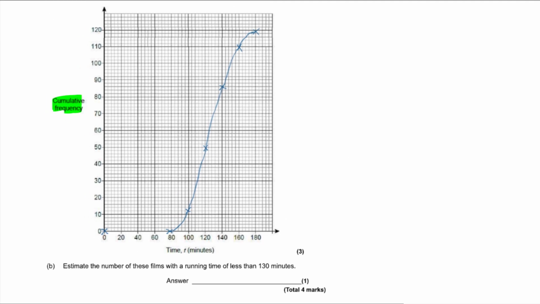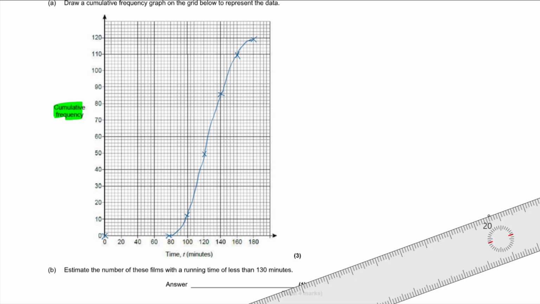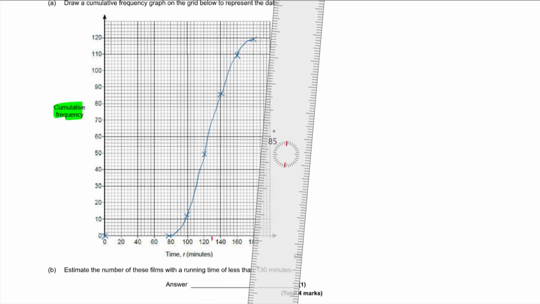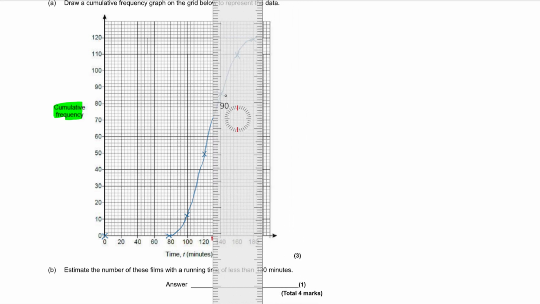And then part B says, estimate the number of these films with a running time of less than 130 minutes. Okay, so we're going to find 130 minutes on our scale. 130 is going to be halfway between 120 and 140, isn't it? It's going to be here. Okay, so reading up with my ruler from that little mark up to the line. It's good to show method by drawing this line on.